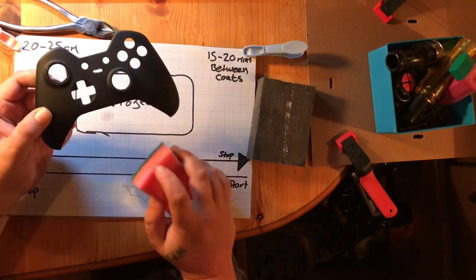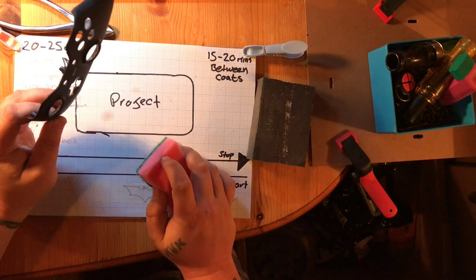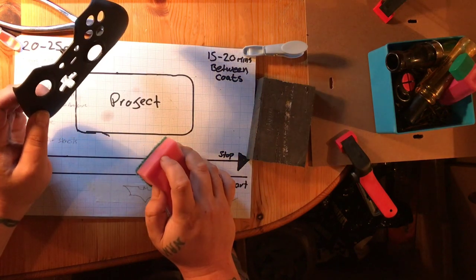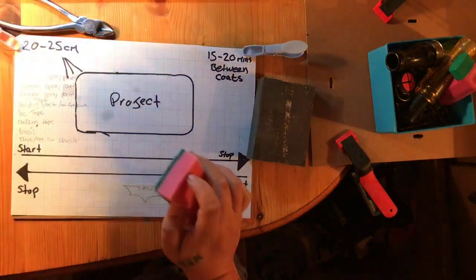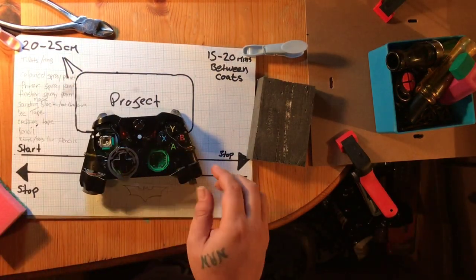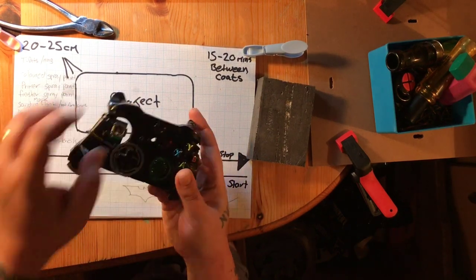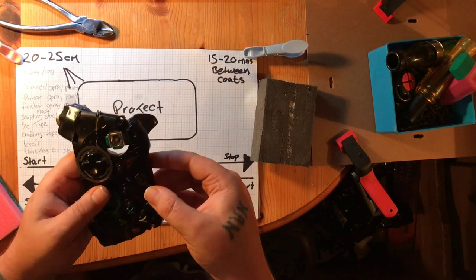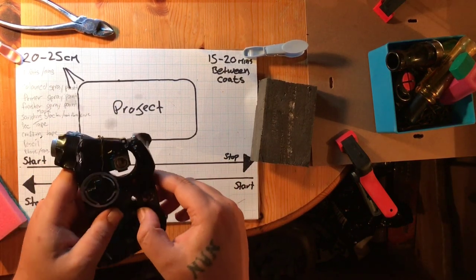So once you've done that to the front and the back and any other bits and bobs you want to spray, because obviously you can spray the D-pad, you can take your D-pad off, you can spray that, you can take this front clip here off, which is probably the trickiest thing to do.